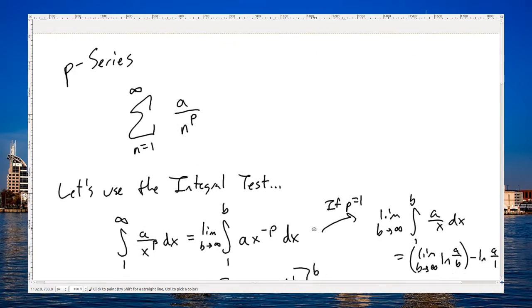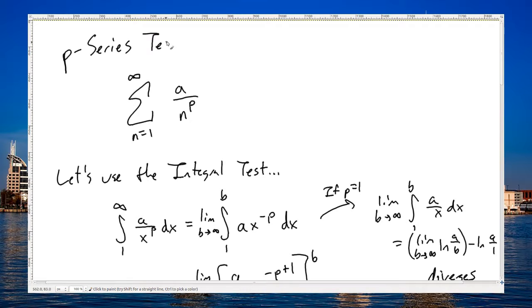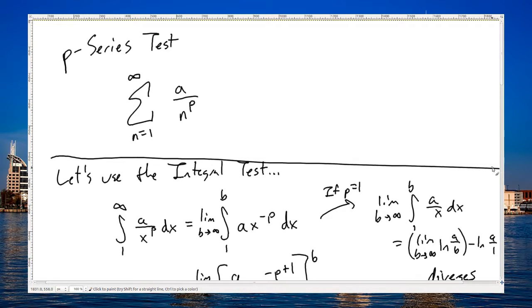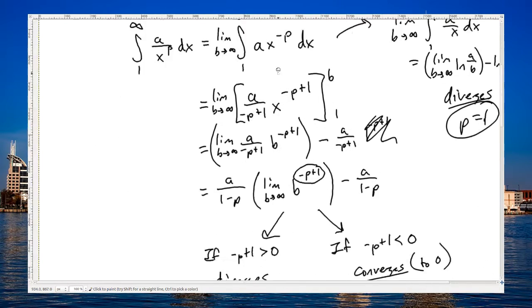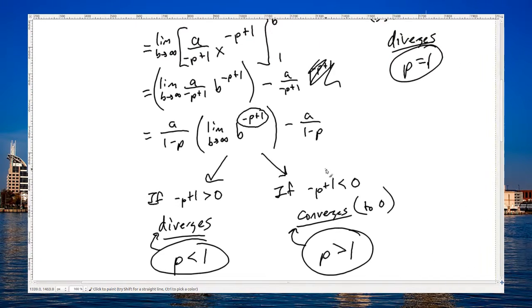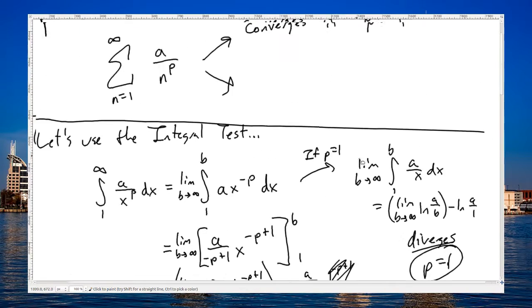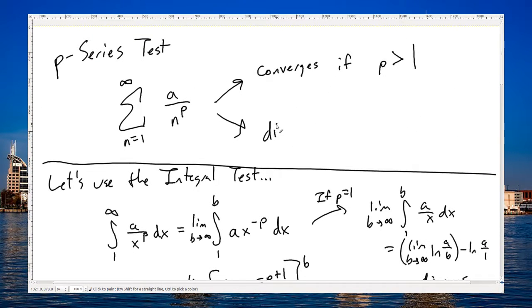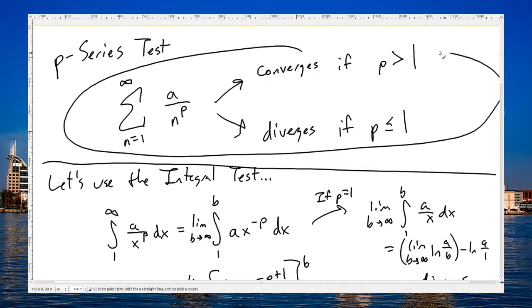So let's go back up here, and here is the p-series test. Using everything that happened below this line, here's what the p-series test says. It does one of two things. It converges if p is greater than 1, right? That's what we said down here. But if it's less than 1 or equal to 1, then it diverges. Less than or equal to 1. All right, so there's our p-series test.